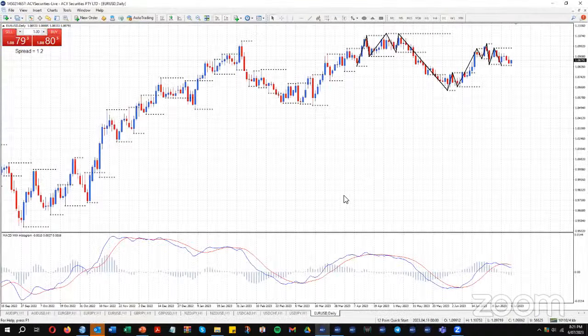And this is my day chart of the euro dollar. If anybody knows anything about currency trading, they should know what the euro dollar is. The euro and the US dollar are the main major currencies in the world. So we have the euro versus the US dollar here.